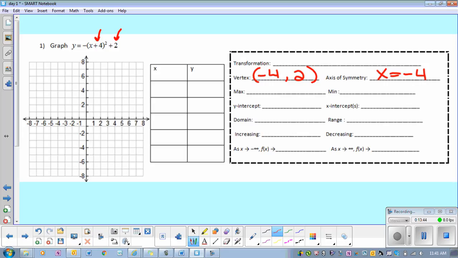All right, so tell me about the transformations here. To the right 4, up 2. So, okay, this x plus 4, how does that move? Oh, left 4. There's a negative in front. What did that do? It flips, or it reflects. And then this plus 2 on the outside. Up 2. Good.